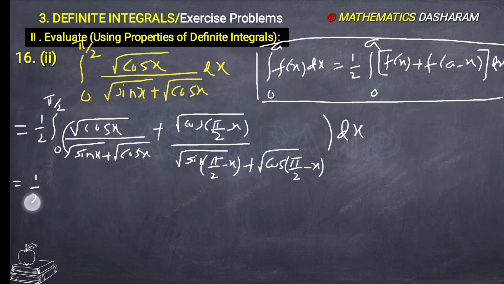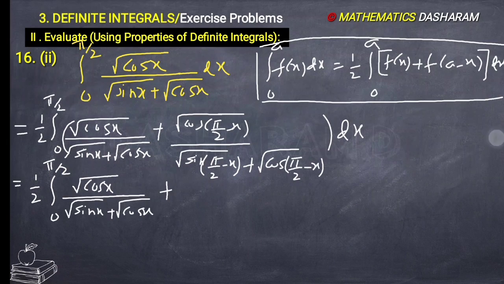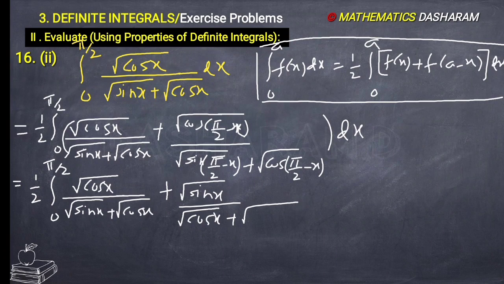Now it is equal to 1 by 2 integration 0 to pi by 2. Square root of cos of (pi by 2 minus x) is root sin x. Yes, sin of (pi by 2 minus x) is cos x, and cos of (pi by 2 minus x) is sin x. Now observe that both denominators are equal.